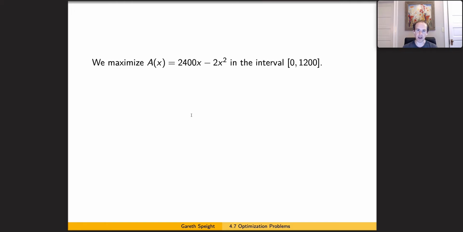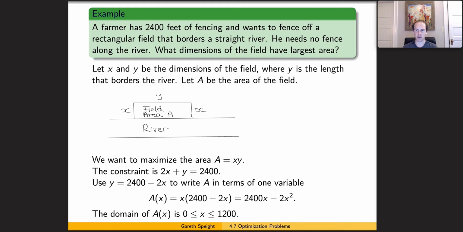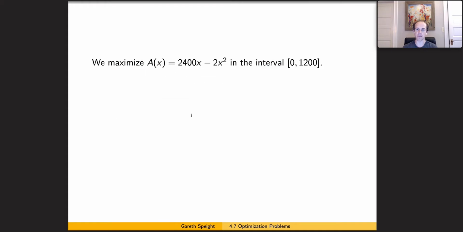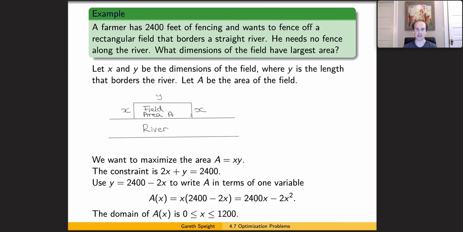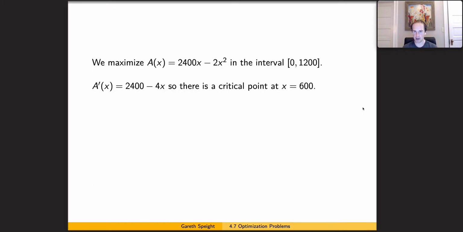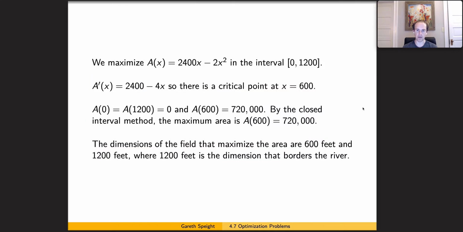Okay, and then what we actually have to do, so in the problem, we want to know the dimensions of the field that have the largest area. So if we want to know the dimensions, that's actually asking for the x and y values. So we have to be careful whether we're asked A or whether we're asked x and y. So in this case, we're asked x and y, so our final answer is going to be the dimensions that maximize the area are 600 feet and 1200 feet, and 1200 feet is the dimension that borders the river. And just as a sanity check, it makes sense that we're going to use 1200 feet on the dimension that borders the river because we get the side that borders the river for free, so we don't actually have to use fencing on that. So it makes sense. So 600 by 1200.